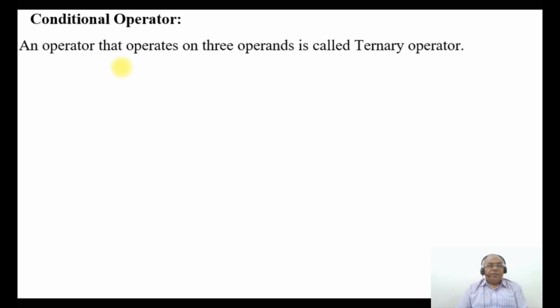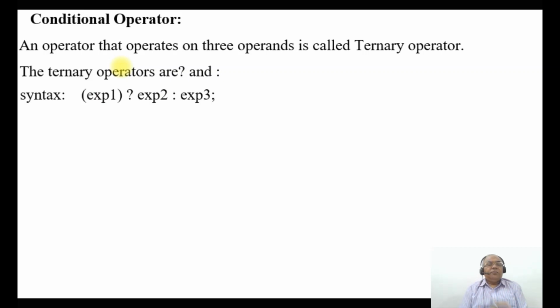Now, in this video, we are going to discuss the conditional operator. So, what is the conditional operator? An operator that operates on three operands is called a ternary operator. So, which are the ternary operators? One is the question mark and the other one is the colon.